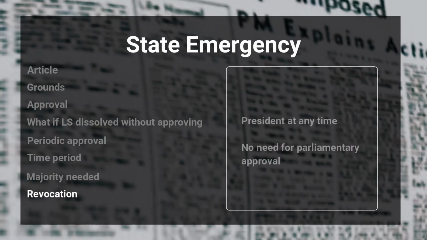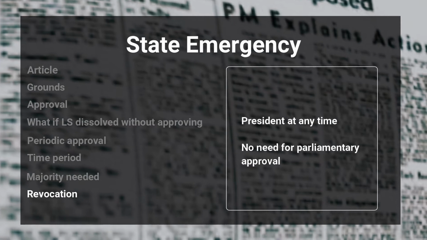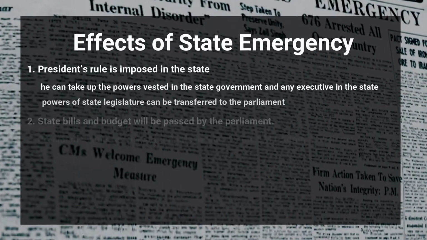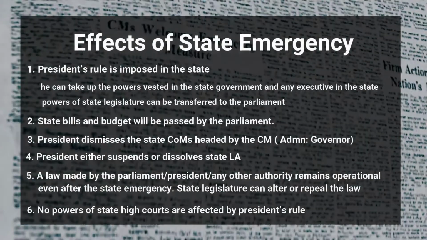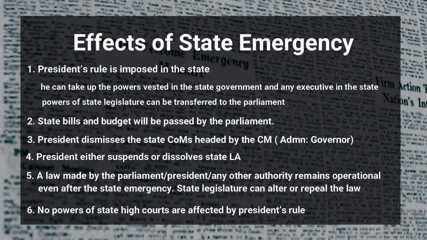The President can revoke it at any time. Revocation does not require approval from the parliament. Now, we may look into the effects of state emergency. What is going to happen when state emergency is imposed?